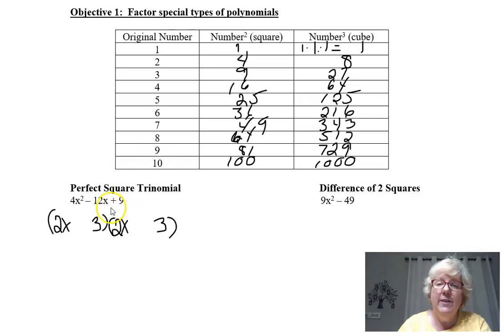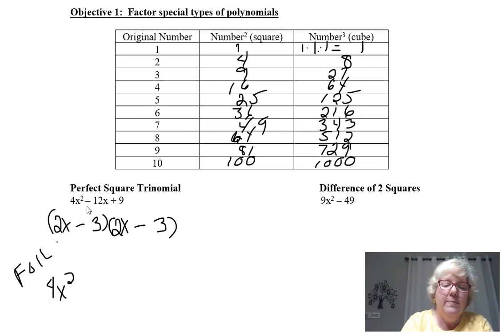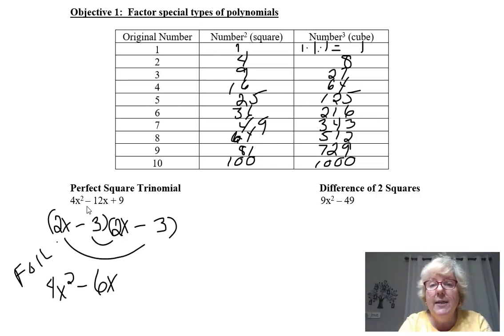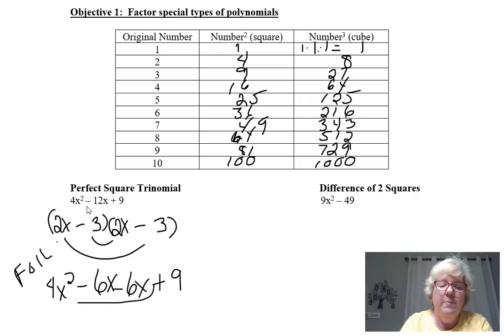Now that is a positive 9, so remember we have to use the same two signs as the middle term. The middle term is a negative. Now if you were to check this using the FOIL method, you could multiply it all together. 2x times 2x is 4x squared. 2x times negative 3 is negative 6x. Negative 3 times 2x is another negative 6x. And of course, negative 3 times negative 3 is positive 9. Now, if you notice the middle terms, which are alike, if you combine negative 6x and negative 6x, that's where the 12x in the middle comes.